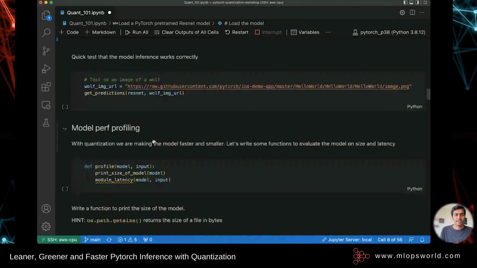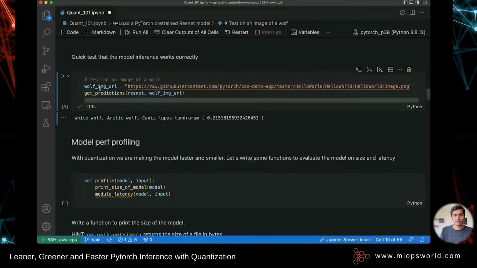I just run a quick test that the model is working well. This is an image of a wolf. Okay, looks good.